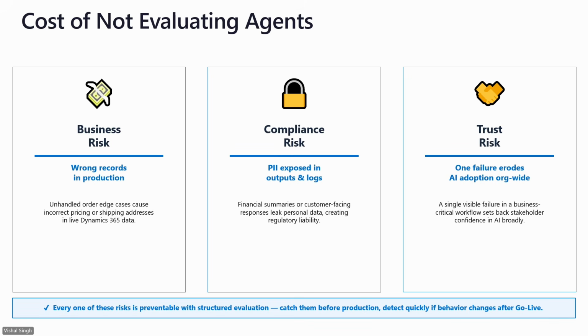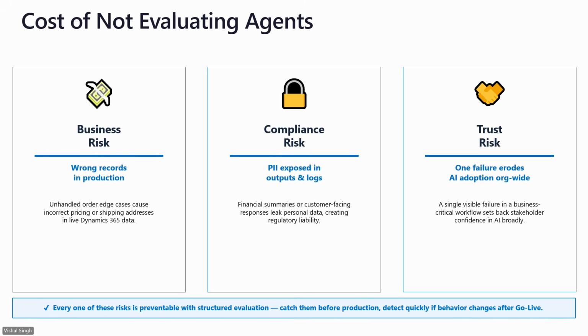Third, and this one is often underestimated, trust risk. So one visible failure in a business critical workflow can set back AI adoption across the entire organization. The stakeholders don't distinguish between a specific agent having a bug and AI not working. Basically, with trust risk, you lose months of goodwill in a single incident.